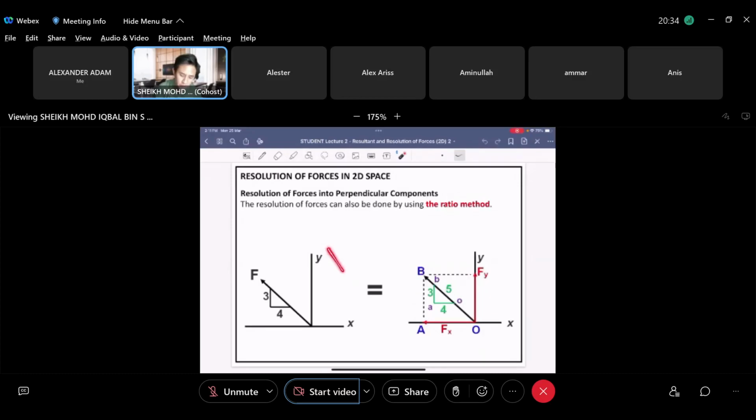So Fy equals F times 3 over 5, right? F times 3 over 5. Why 3? Because this is the vertical part, right? This is equivalent, right? So you take the 3 and you divide it by the hypotenuse, right?